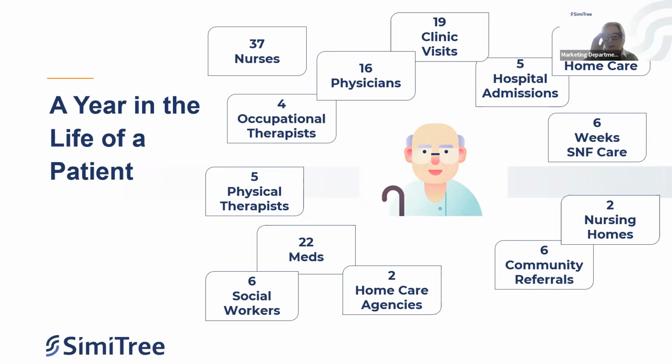And so it's not unusual for them to have been in the hospital every other month for this past year, probably been in a skilled nursing facility or some type of community a couple of times, and had a couple of different home care agencies. But I think it's important to call out that they've had 16 different physicians, several different therapists and social workers, and even 37 nurses.